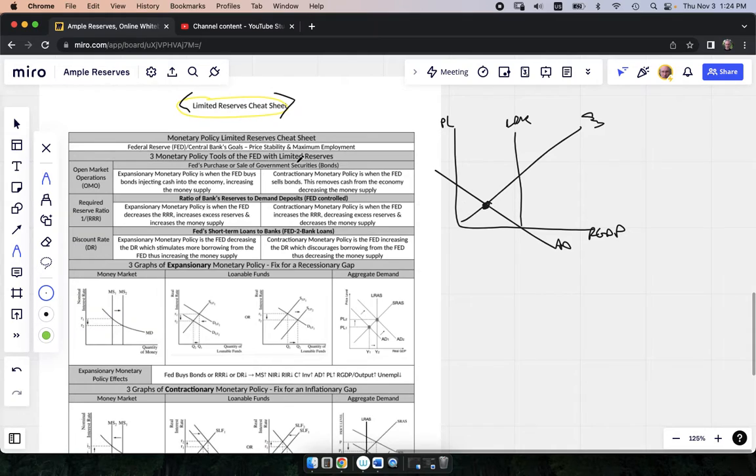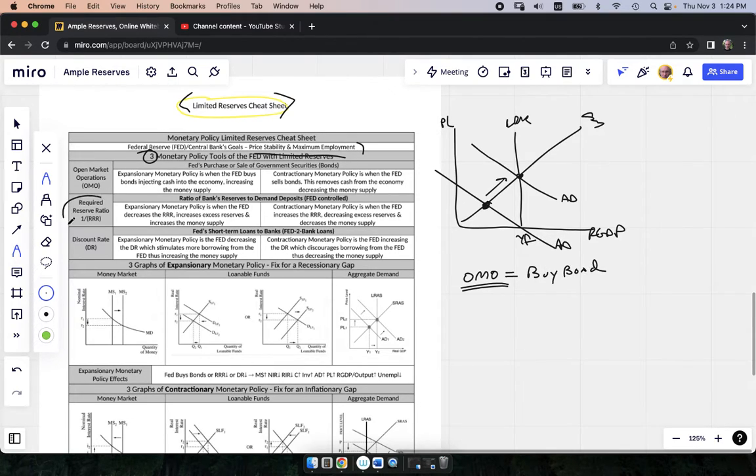We know that the whole goal of monetary policy is to get that aggregate demand to shift back to full employment. That's their goal, right? Is maximum employment, price stability. They want to get us back to full employment. So there's three tools they have that they can use to do that. One is open market operations. You have to know it is open market operations, and they would buy bonds.